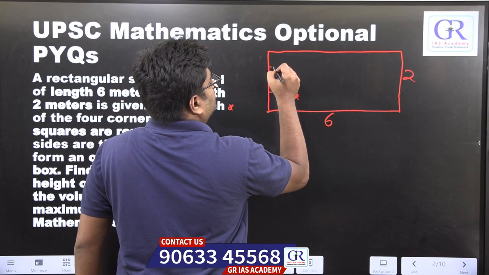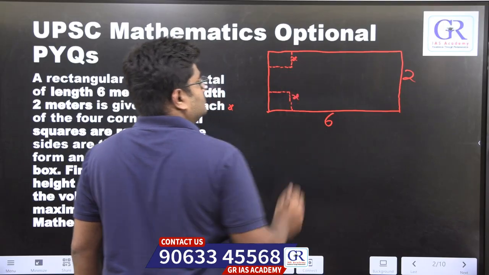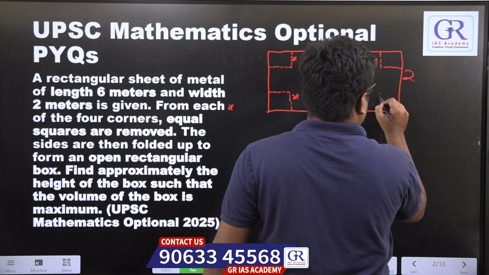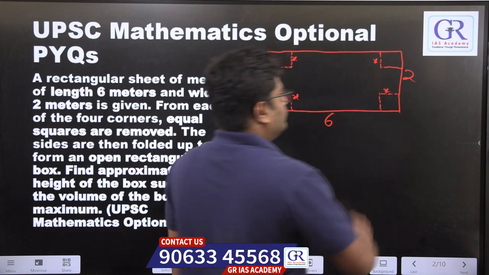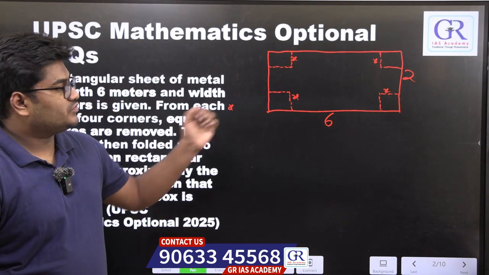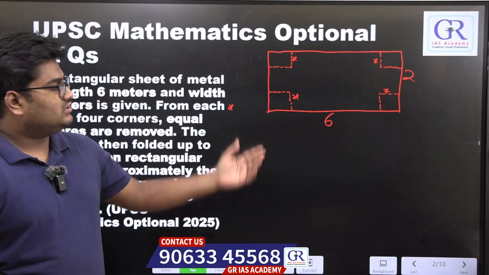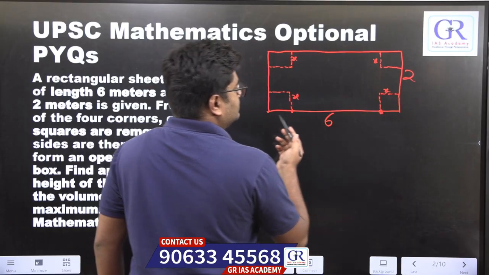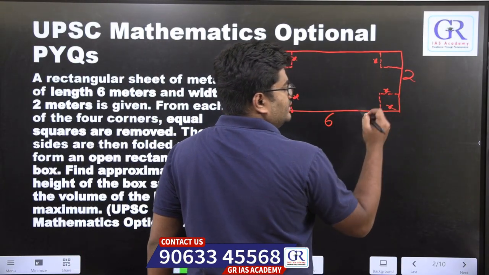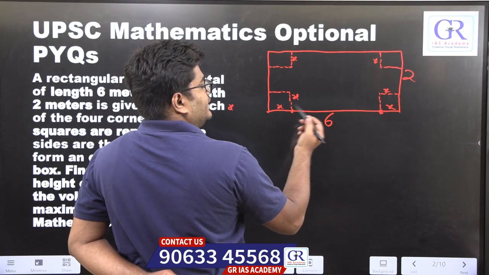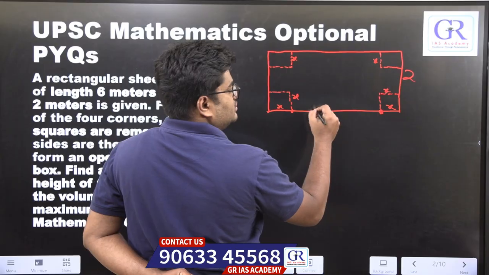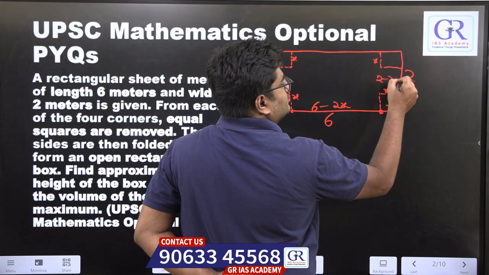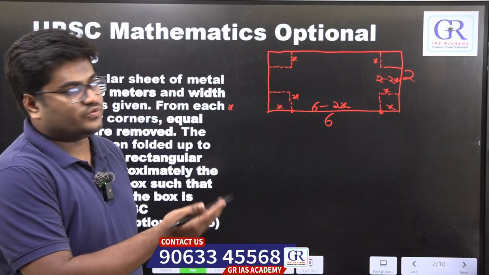Okay, so let's draw another figure. We have four corners, and from the four corners, four squares are removed, each with sides of x. So what will be this length? Since it's a square, all sides are equal. So the length will be 6 minus 2x, and the width is 2 minus 2x, because the squares are removed from the corners.